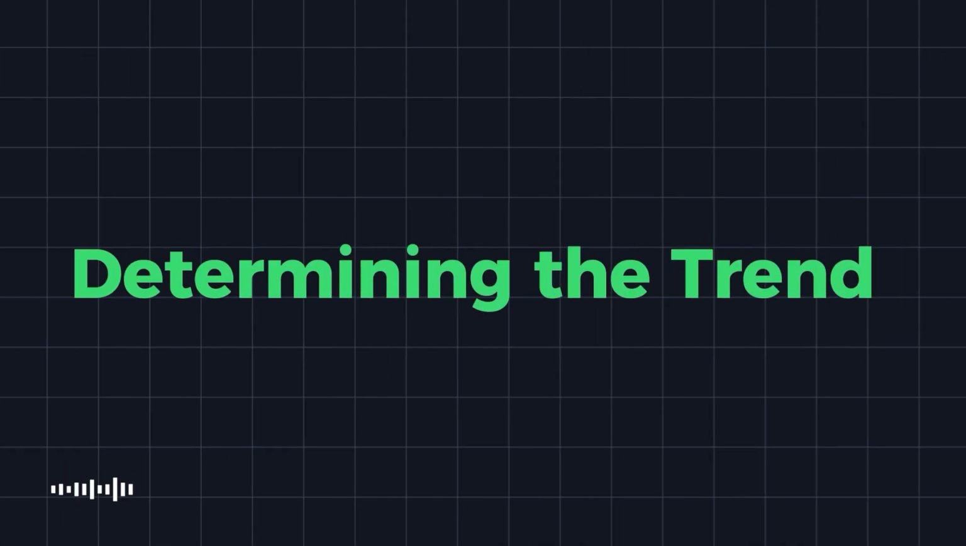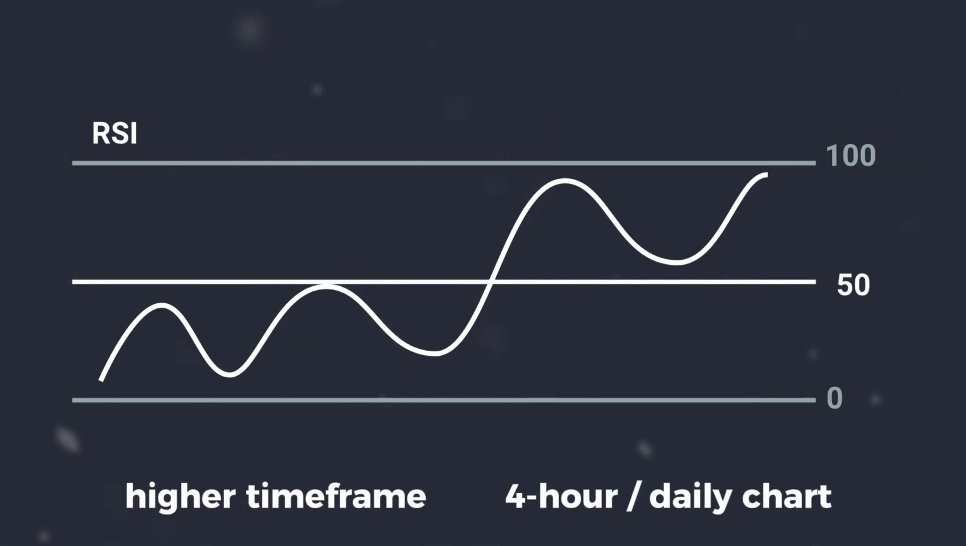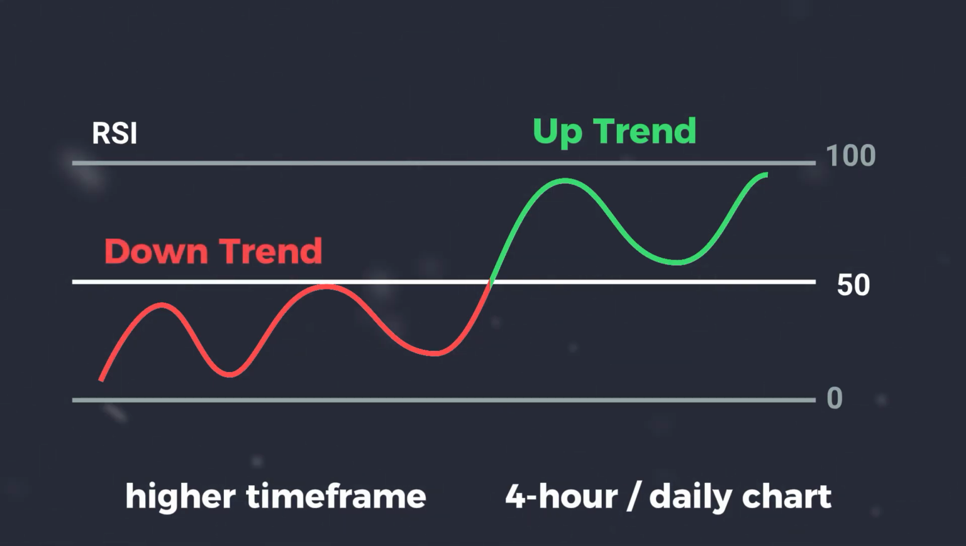Determining the trend. In this strategy, we use the RSI 50 level on a higher time frame, such as the 4-hour or daily chart, to determine the main trend. If RSI is above 50, we consider the trend up. If RSI is below 50, we consider the trend down. Once we know the trend from the higher time frame, we move to a lower time frame to search for entry setups.